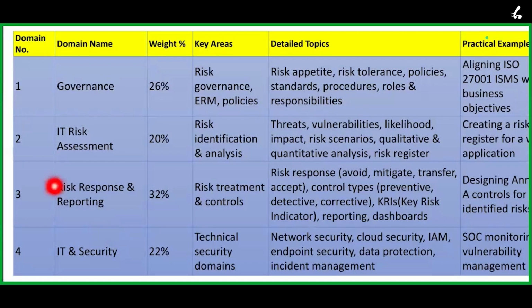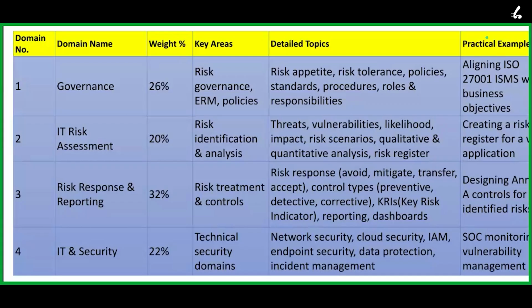Then the third domain is risk response and reporting. This covers 32%. So risk treatment and control. Here we will provide the response to the risk, whether you are avoiding those risks or mitigating them. Mitigating means bringing them down to a lower level. Or you are transferring or accepting those risks. So this kind of thing we'll be discussing in this domain.